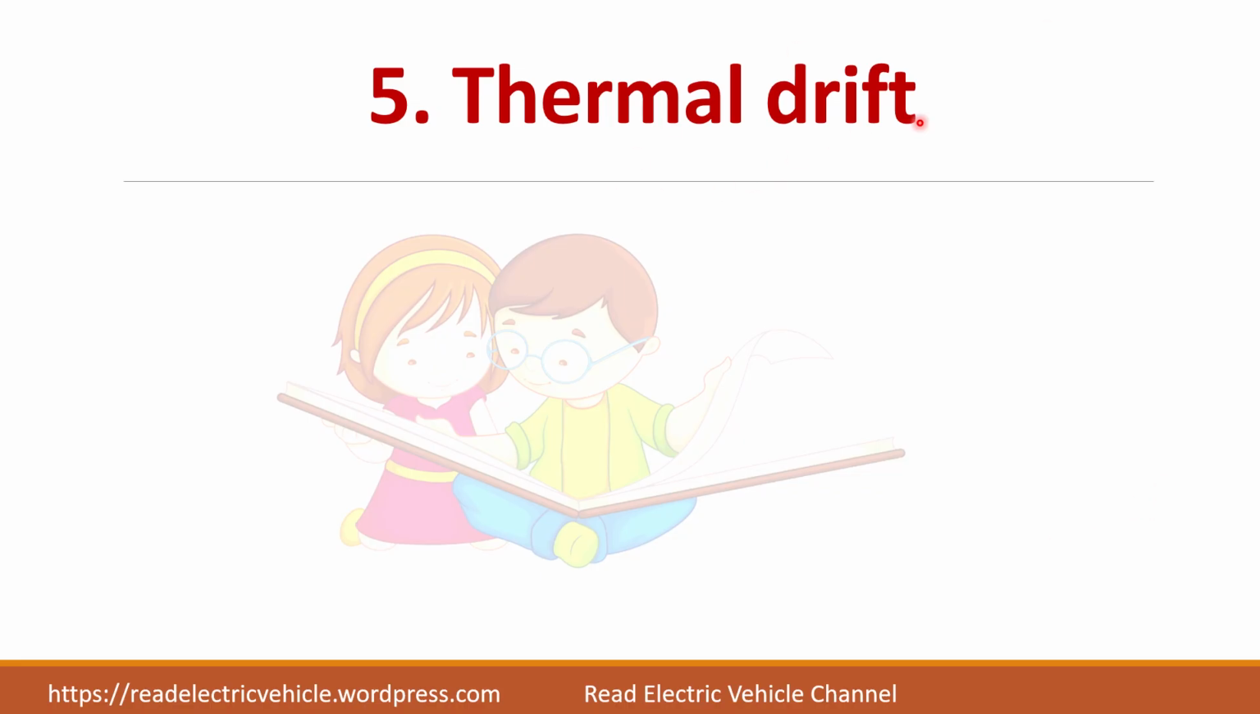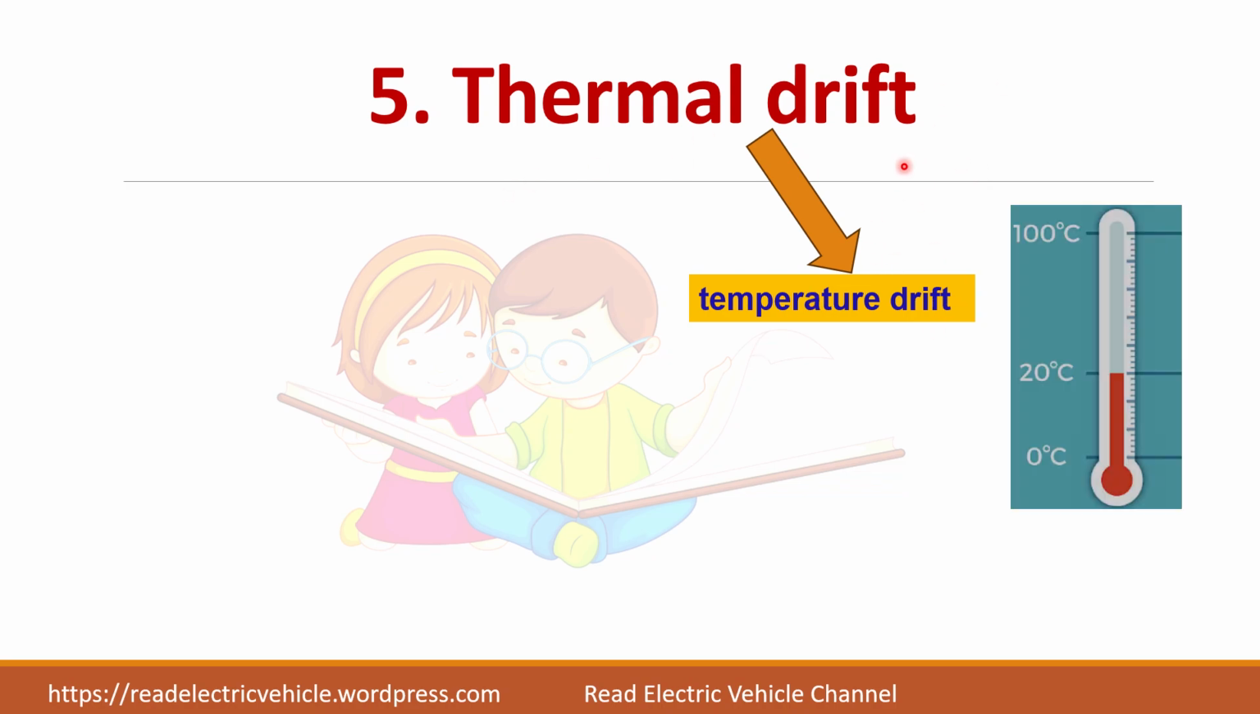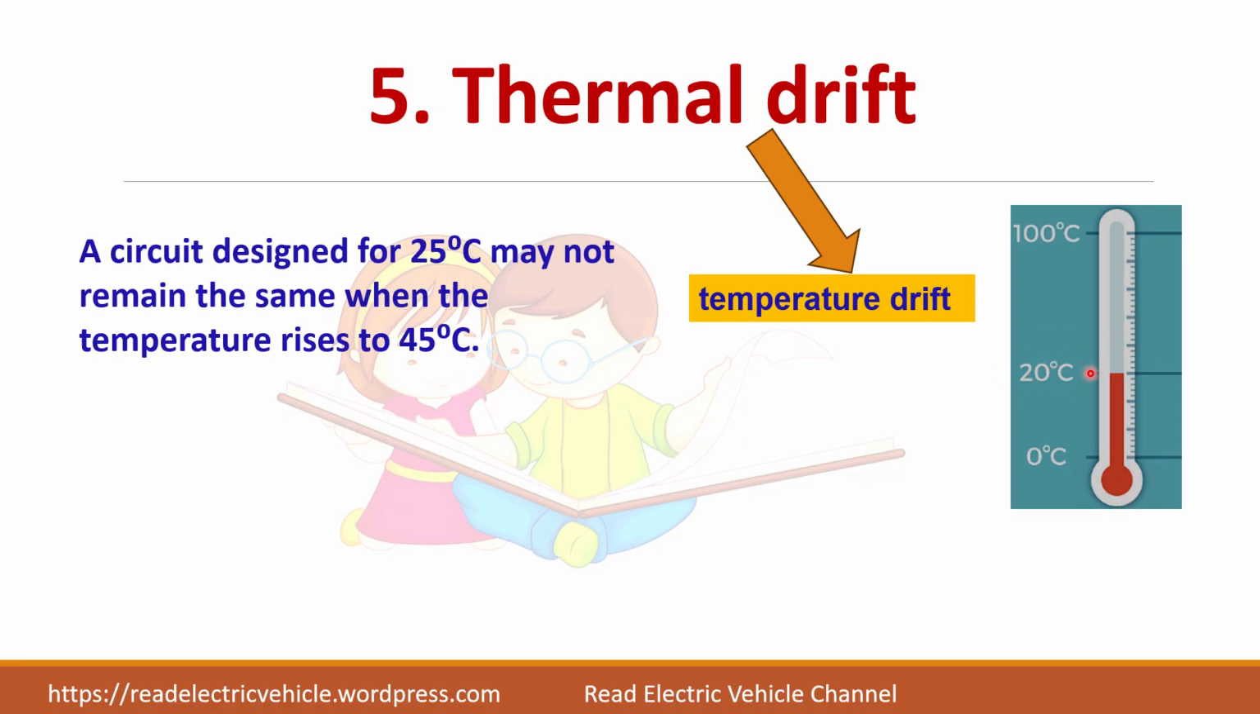Next is the thermal drift. This also plays a major role in changing the output of the op-amp due to temperature. Thermal means temperature, and drift means change. So the change of output voltage with respect to temperature is called the thermal drift. An op-amp designed for 25 degrees Celsius or 20 degrees will not respond the same when the temperature increases to 45 or 65. This is called the temperature drift.